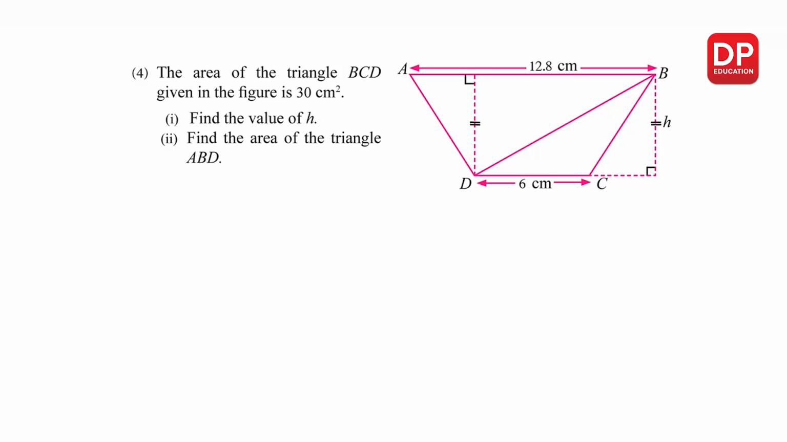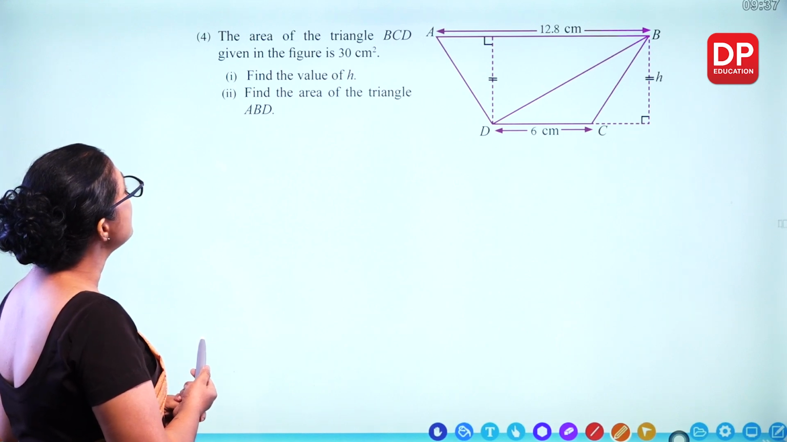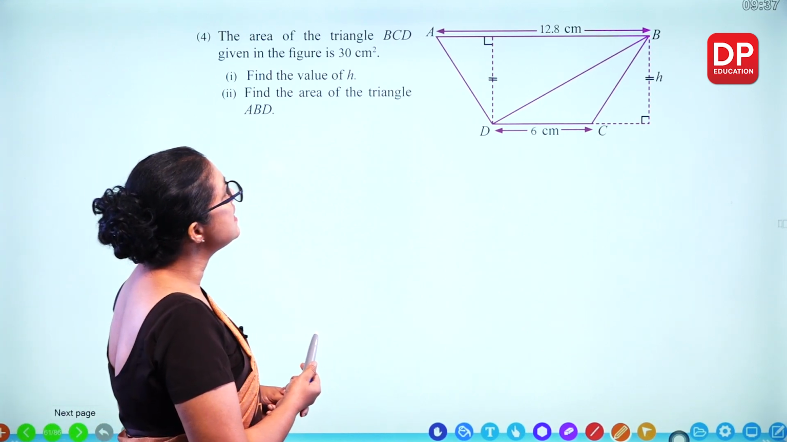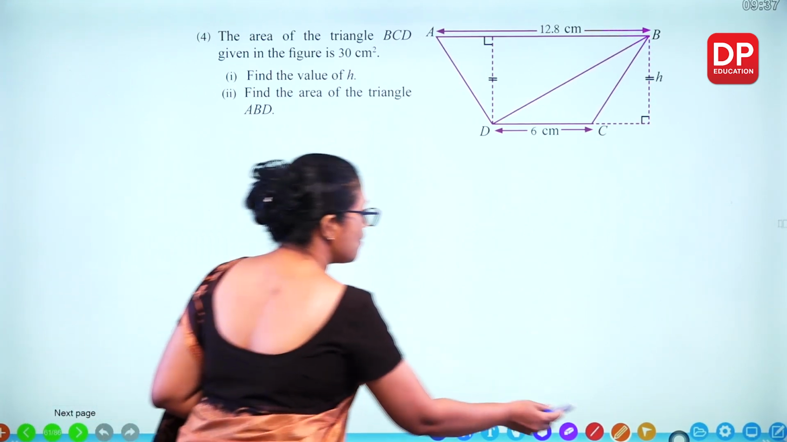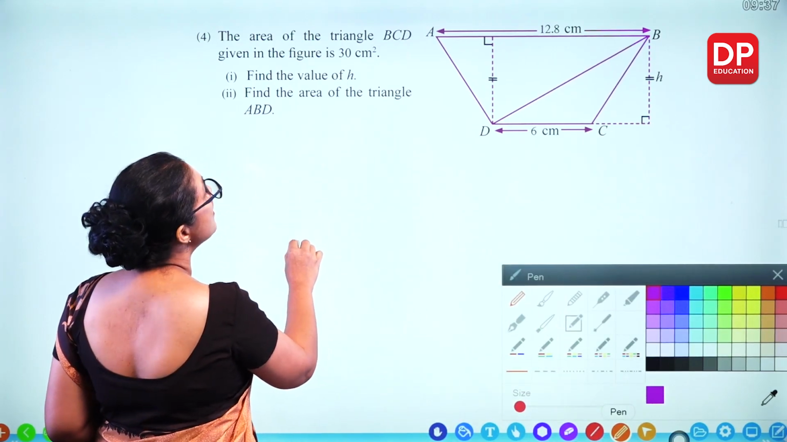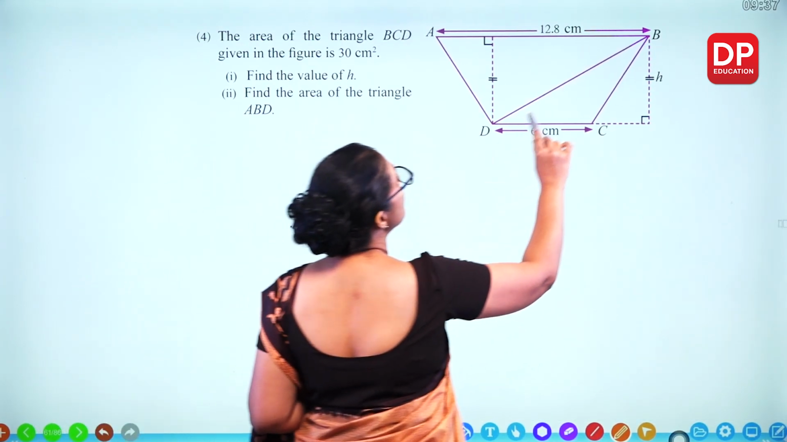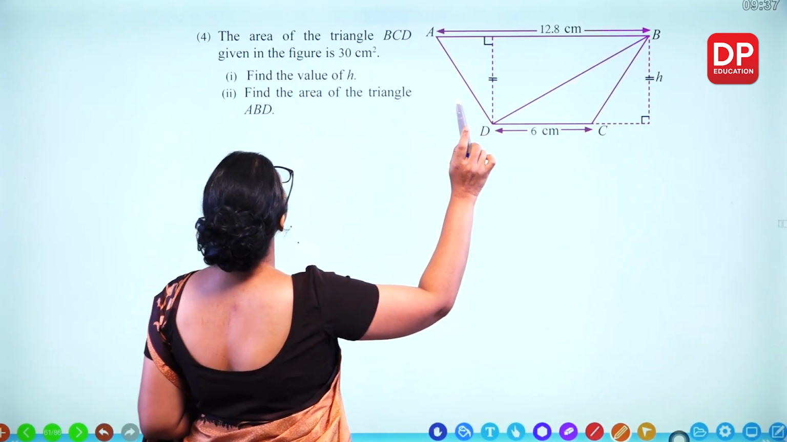Question number 4. The area of the triangle BCD given in the figure is 30 square centimeters. Find the value of h and find the area of the triangle ABD. So we can find out the height. Now area of BCD.